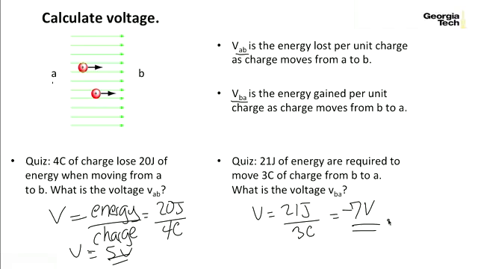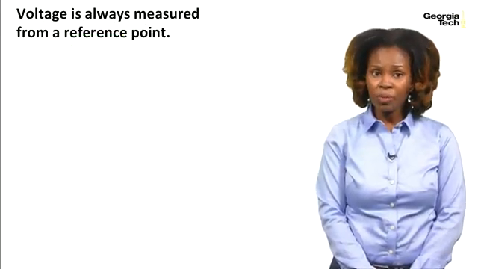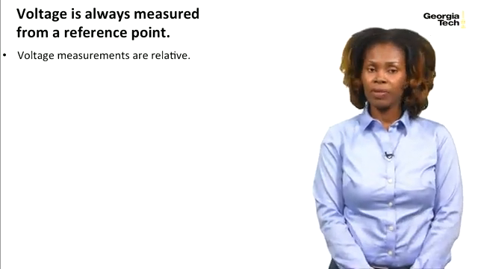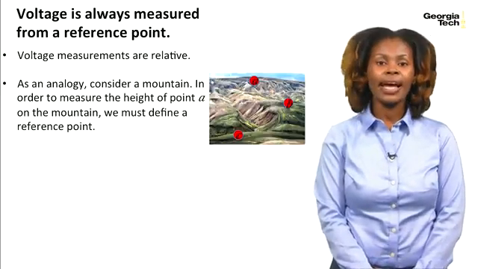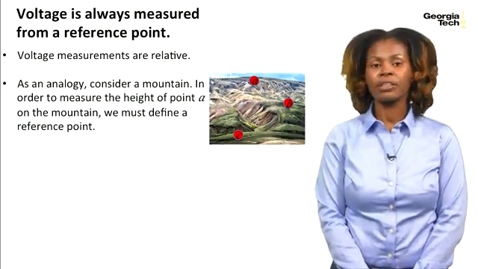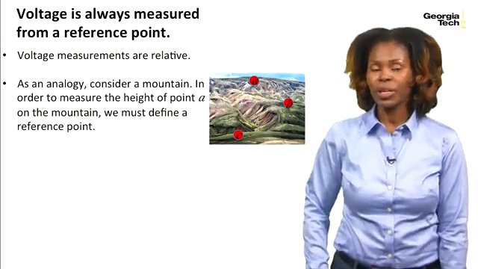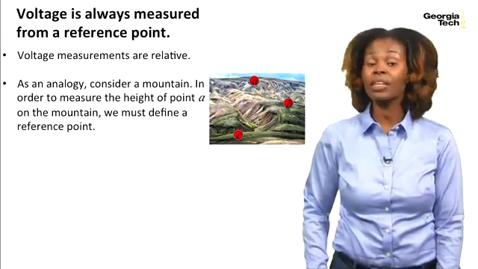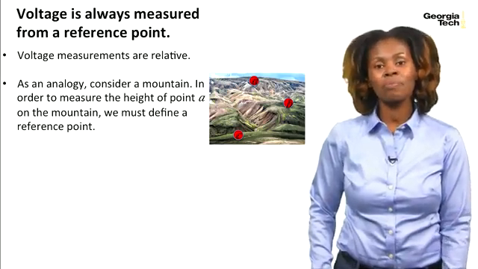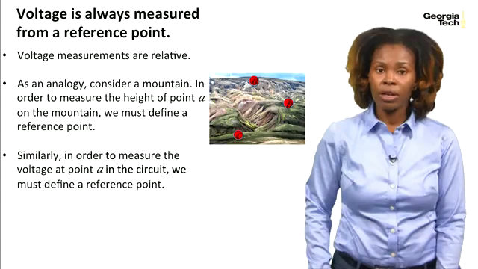Another important fact to realize about voltage is that the measurements are always from a reference point. In other words, voltage measurements are relative, not the voltage itself, but the measurements. As an analogy, consider a mountain. In order to measure the height of point A, for instance, on this mountain, we must define a reference point, because we could measure A from B, or we could measure A from C, or we could even measure A from sea level. Now, A has an absolute height, but that height doesn't mean anything to us unless we actually define a reference point. And it's similar for voltage.